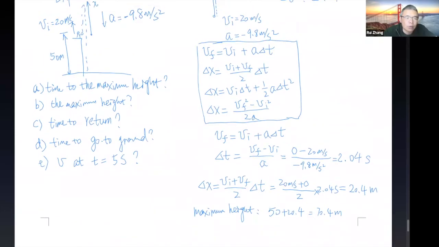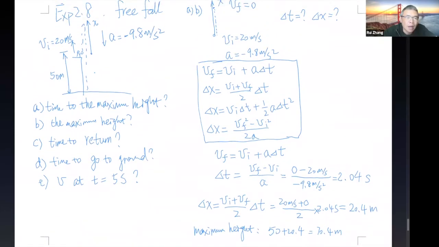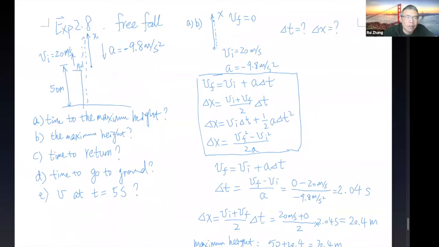The time to go to the ground. By that time, what I understand is it goes from here, from the initial position all the way to the ground. So you need to figure out this time. Again, there are two ways to do that. One is to figure out the whole time. The other one is to figure out the time to start from here to here, because we already know the time for this part, right? So do this part here. And then also find out v at t equal to 5 seconds, okay? Do these last two parts as an exercise, okay?